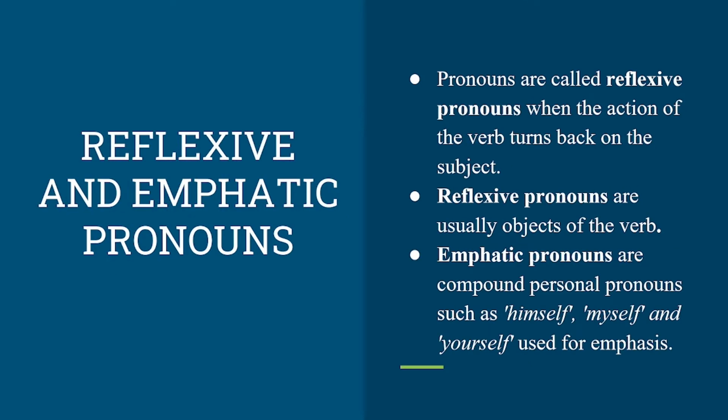So now we come to reflexive and emphatic pronouns. What are reflexive and emphatic pronouns? When the action of a verb turns back on the subject, it's called a reflexive pronoun, and emphatic pronouns are compound personal pronouns. So these pronouns are basically the objects of the verb. Emphatic pronouns, they are basically the objects of the verb.